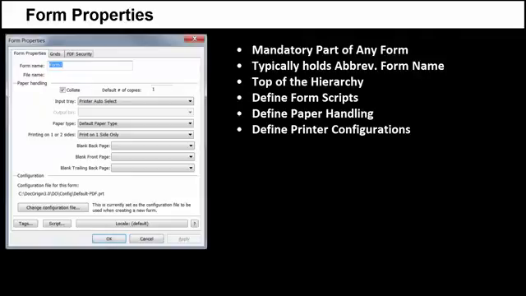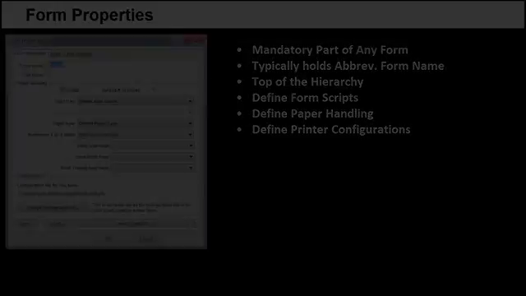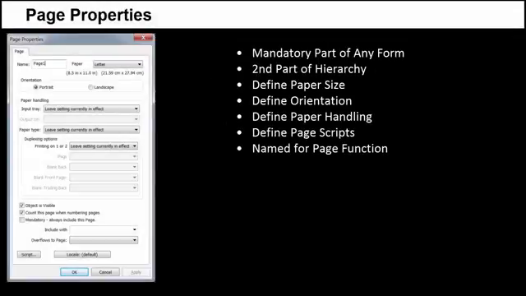The form object is a part of any form, whether it's static or dynamic, and is always at the top of the hierarchy. It is where you define form scripts, paper handling, and printer configurations. The page object is also a mandatory part of any form, and is the second part of the hierarchy. Here you can define paper size, orientation, paper handling, page scripts, and name the page according to the page function, such as backer, as well as the main page or overflow page.